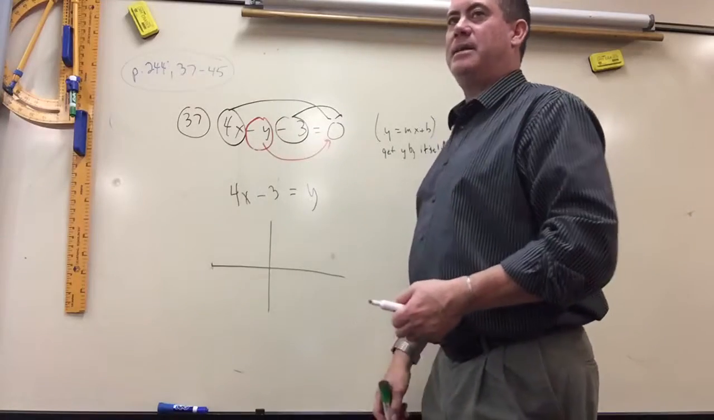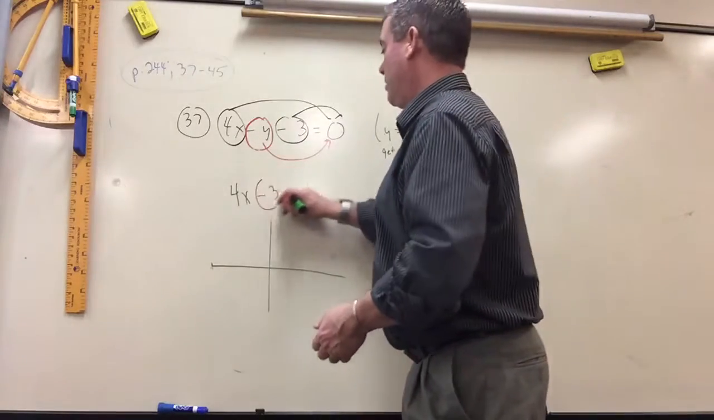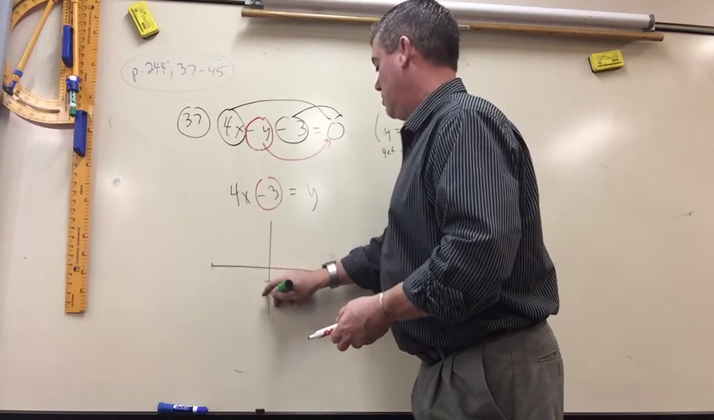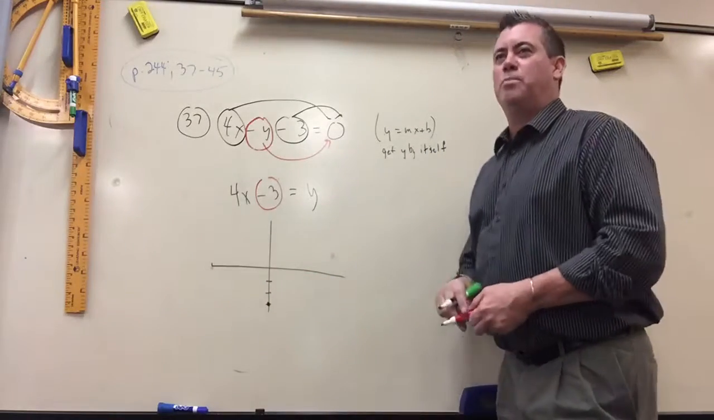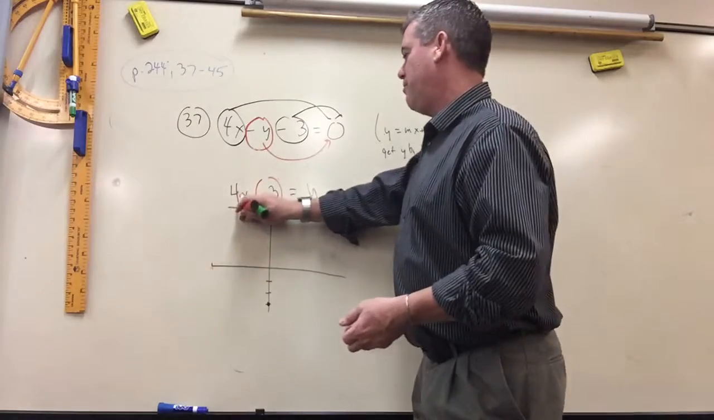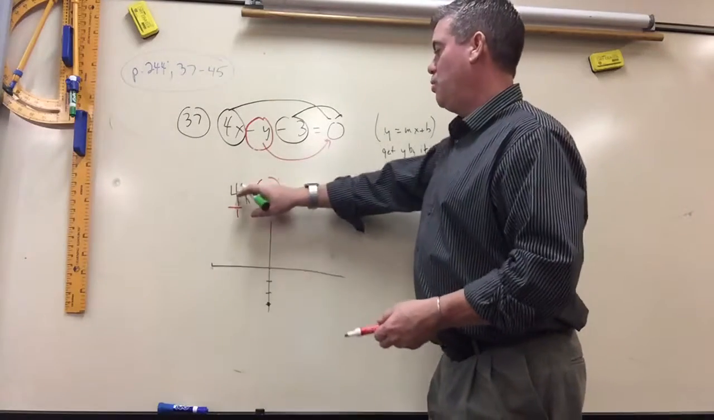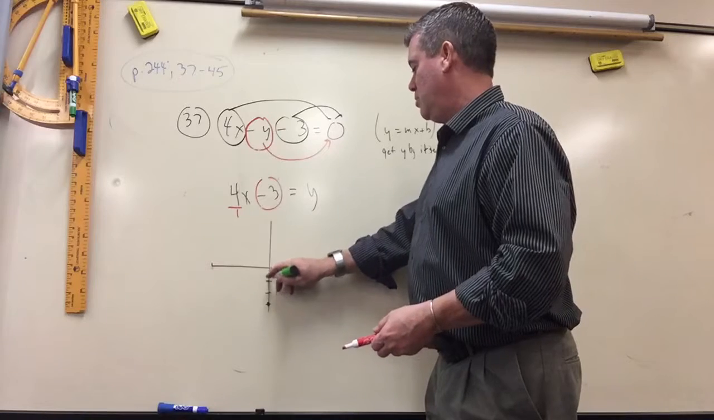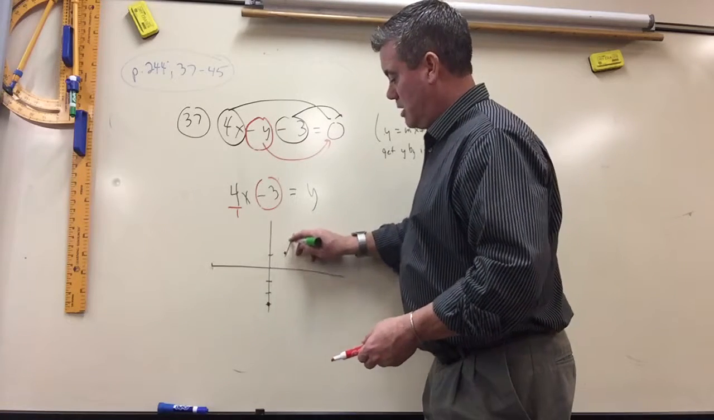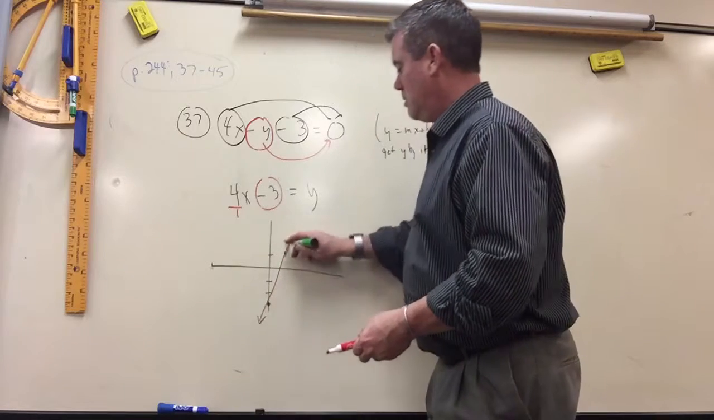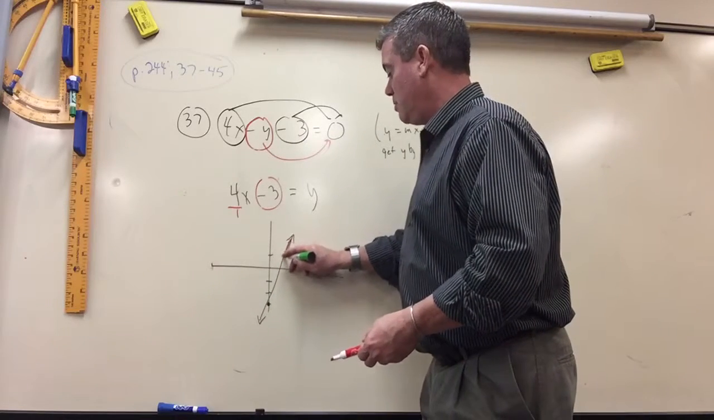This crosses at negative 3. And it's got a slope of 4, so you make it a fraction, 4 over 1. So you rise 4, run 1. 1, 2, 3, 4, and over 1. And then you draw your line, and put the arrows on there. Get used to putting the arrows on there.